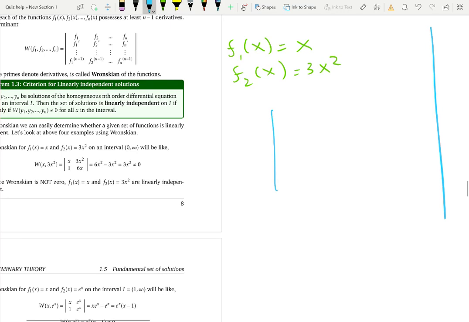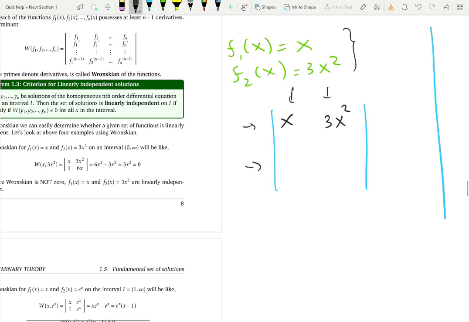I'm going to use the notation of the determinant because we are taking the determinant, and how many columns and how many rows you have is equal to the number of solutions that are given. Here, in this case, we are given two solutions, so we have two columns and two rows. The arrangement is, in the first row, in each column you put the functions that are given to you. So I put x here, I put 3x squared here. Now what about the second row?